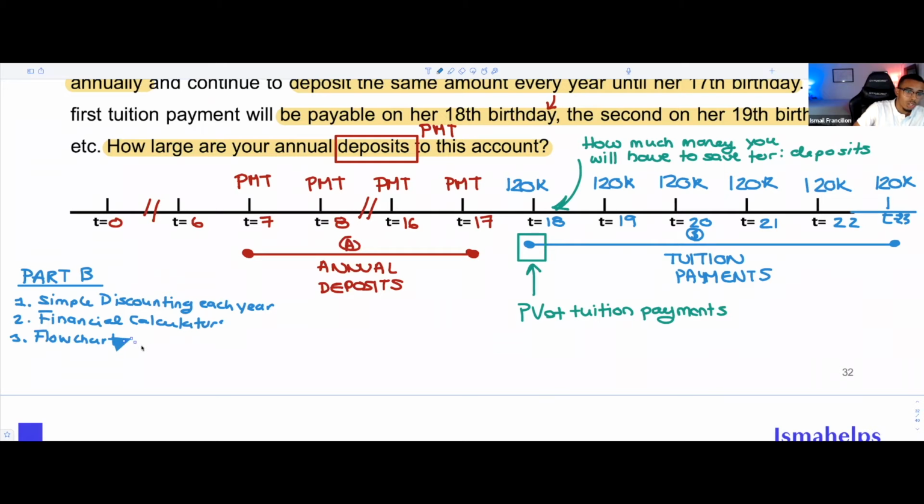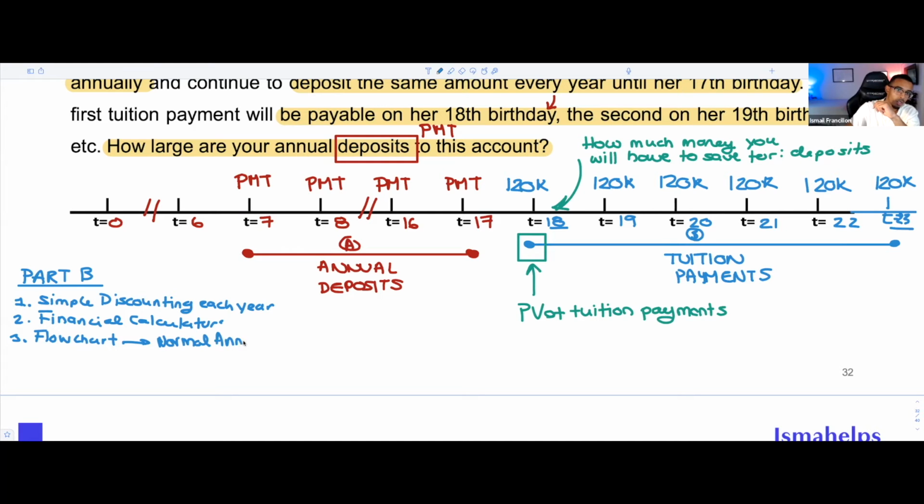Now, with the flowchart, what you get to notice is that we're dealing with payments that are lasting for a specific amount of time, right? T18 all the way to T23. And we know that these payments are going to be occurring at the end of the year. And we know that these payments will be the same every single year. So you know that you're going to be dealing with a normal annuity.